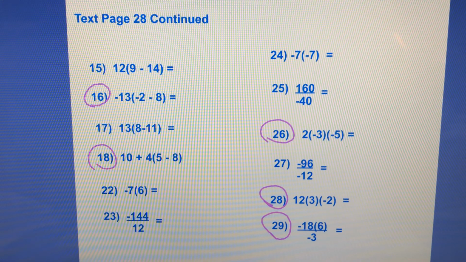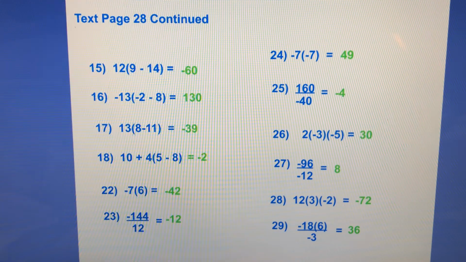These here, I just circled some. Just in my class, we needed to move faster. So you do as many as you can. Pause. Answers.